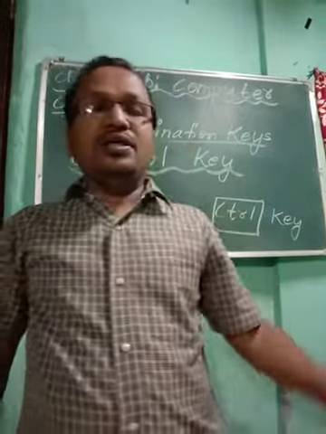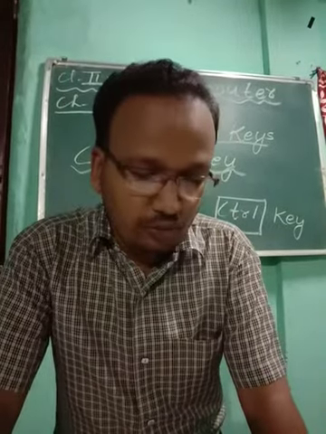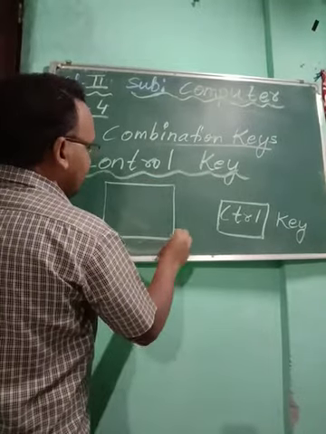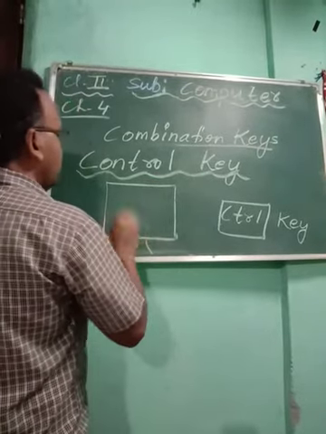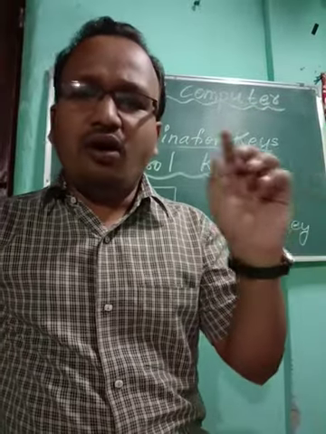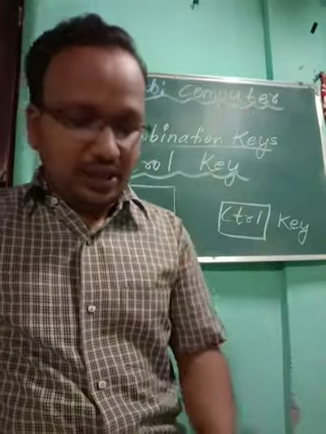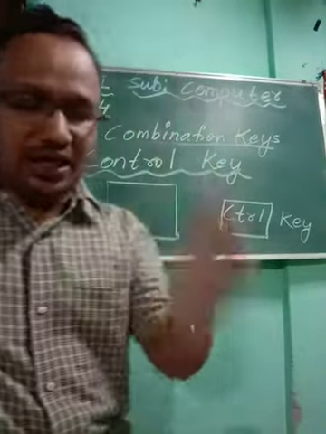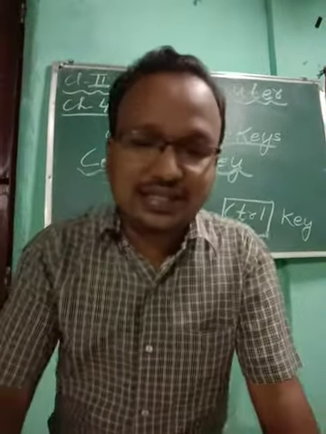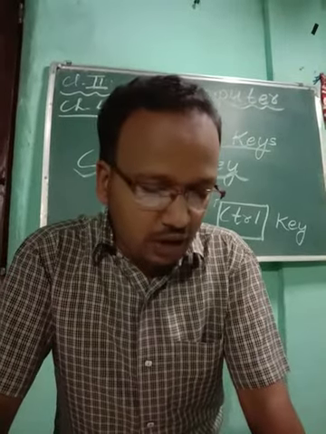Now CTRL plus Home moves the cursor to the top of the document. Suppose, children, this is your monitor. The small blinking line on your monitor screen is called the cursor. If you press CTRL plus Home, it moves the cursor to the top of the document.